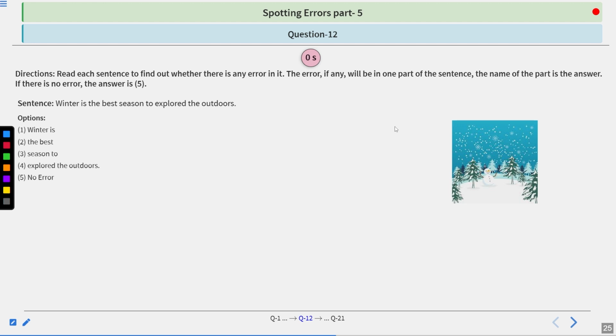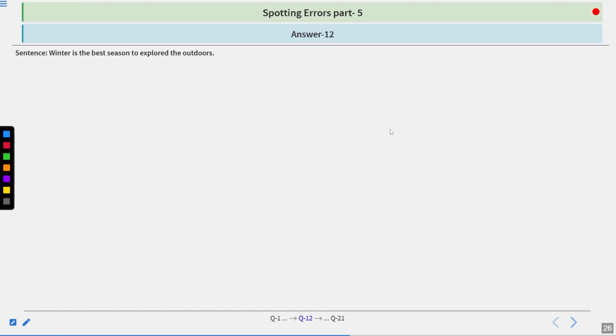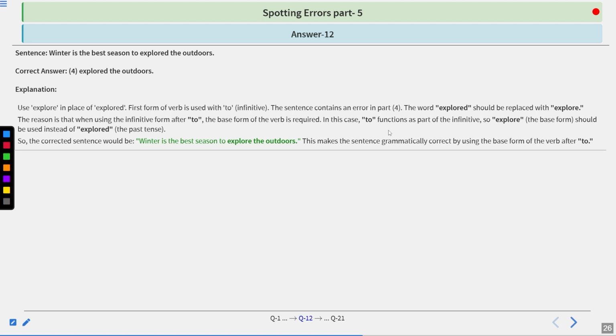I hope you have understood. Let's look at the correct answer. The correct answer is 4, explore the outdoors. Let's look at the correct explanation. Use explore in place of explored. First form of the verb is used with to infinitive. The sentence contains an error in part 4.